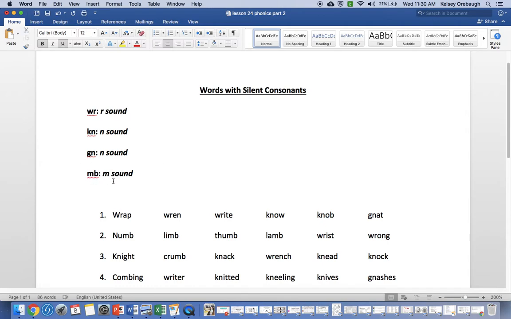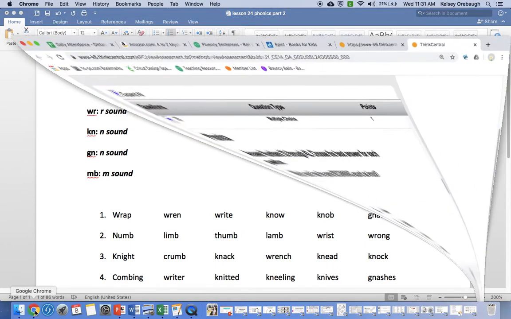And finally, MB. We see MB at the end of words. So when MB are connected in words, we don't hear the B sound at all. Instead, we just hear the M sound, like in numb or limb. We don't hear B, we just hear numb, limb, thumb. Okay? So let's go look at the test.